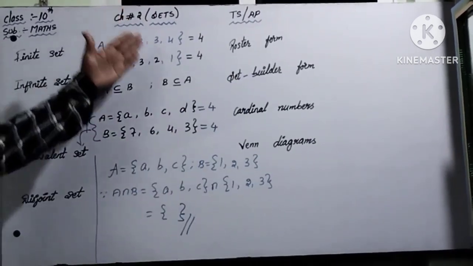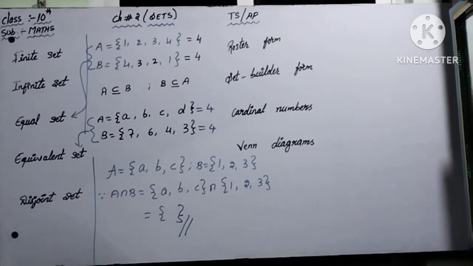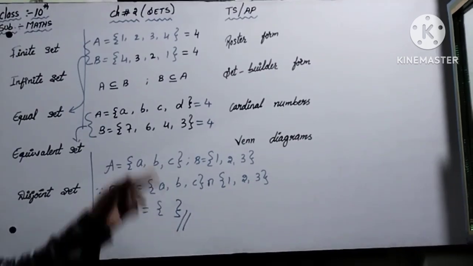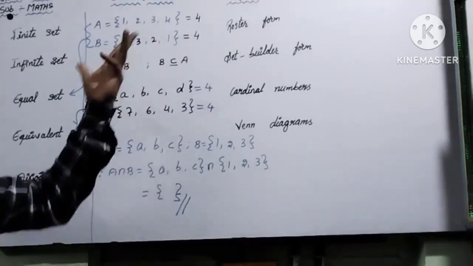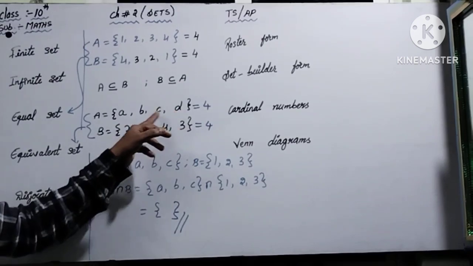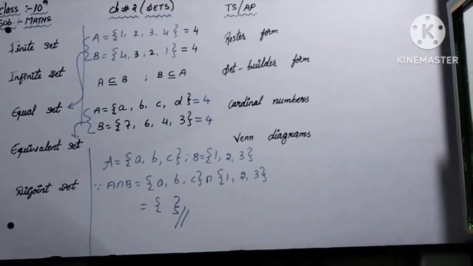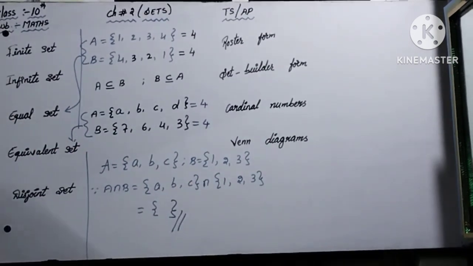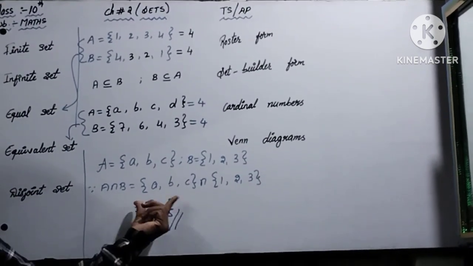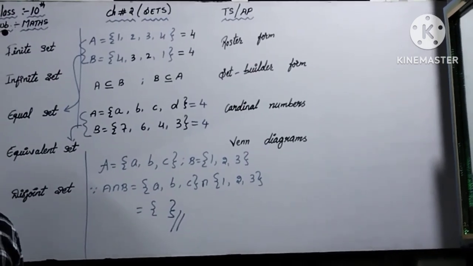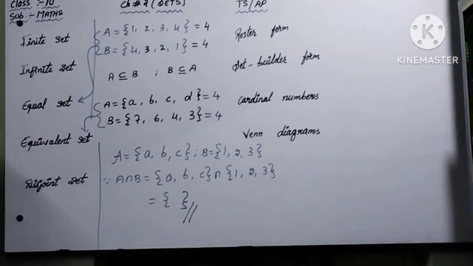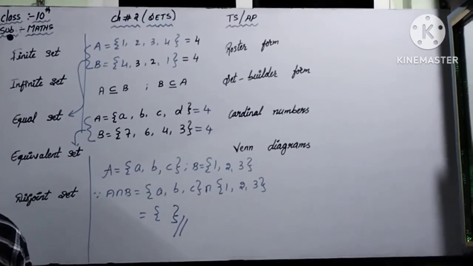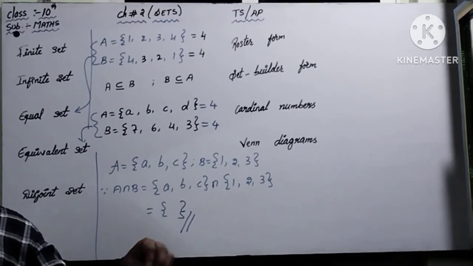Roster form. Whatever I have taken here, these are all in roster form only. I take the elements by using commas in braces. I take the elements by using commas, enclosed by braces, curly brackets. That is called roster form. Here also roster form. These are all roster forms. This one is empty. Any doubts? So roster form means whatever elements we are using, for those elements use commas, enclosed by curly brackets. That form is called roster form.